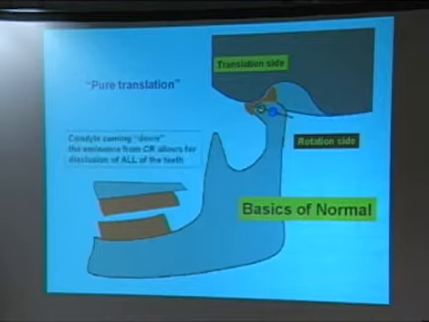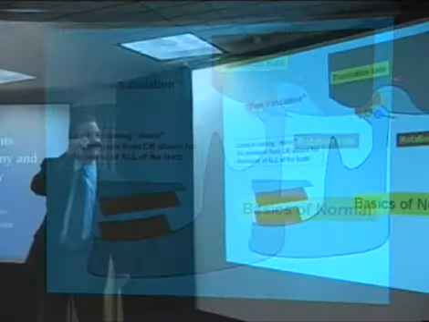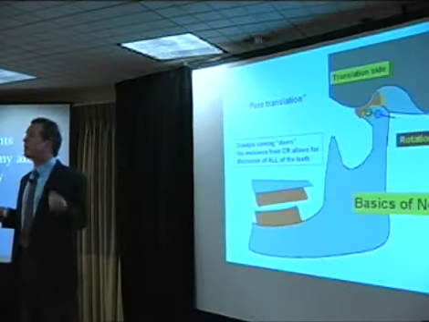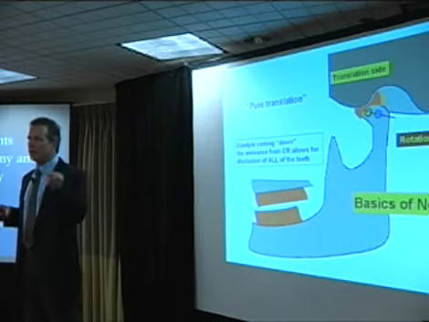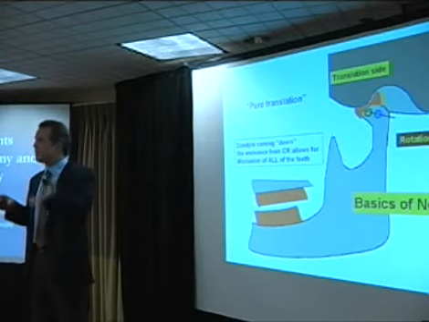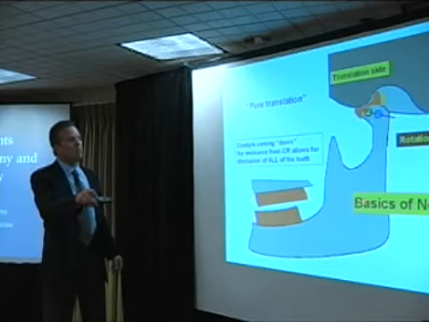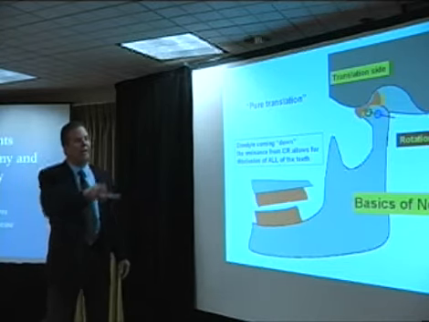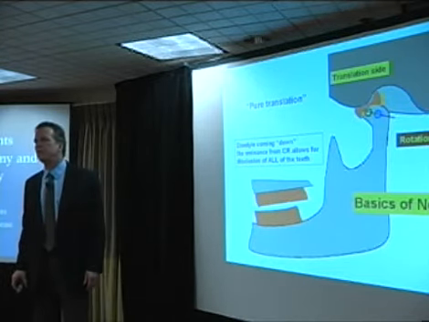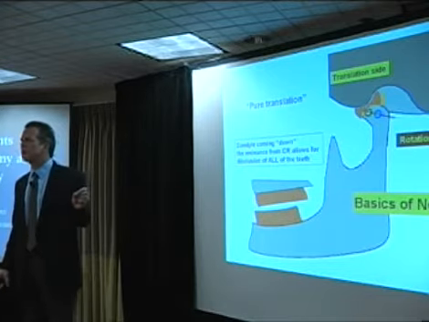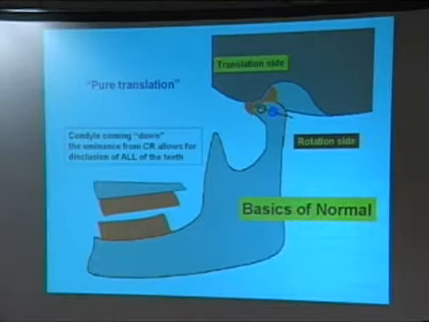So in pure translation, if you started at the most superior position of the condyle, of the fossa, CR, when the lateral pterygoid contracts, in the absence of persisting elevation, the mandible moves forward, down and forward. You get instant posterior disclusion. That's why CR is so important in the management of parafunction.